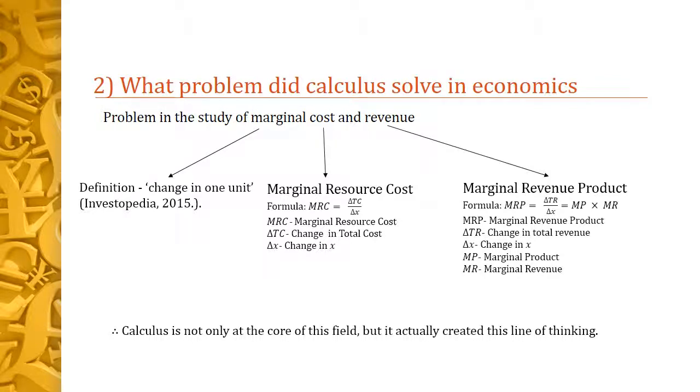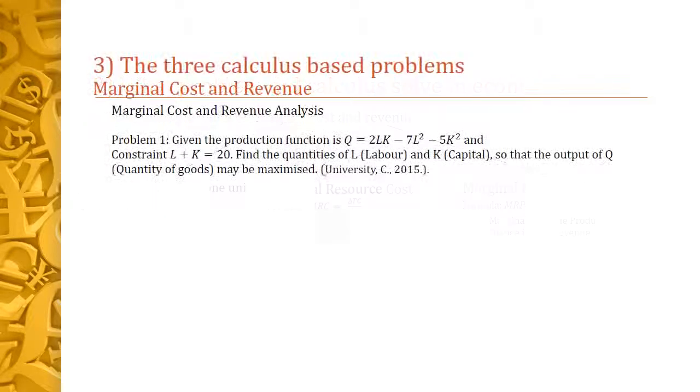Okay, since we have inspected the problem calculus has solved for the study of economics, let's now have a look at 3 questions that may be solved through the use of calculus. The first problem that I'll be addressing is: given the production function Q and the constraint L plus K equals 20, find the quantities of labor and capital so that the output of the quantity of goods may be maximized.